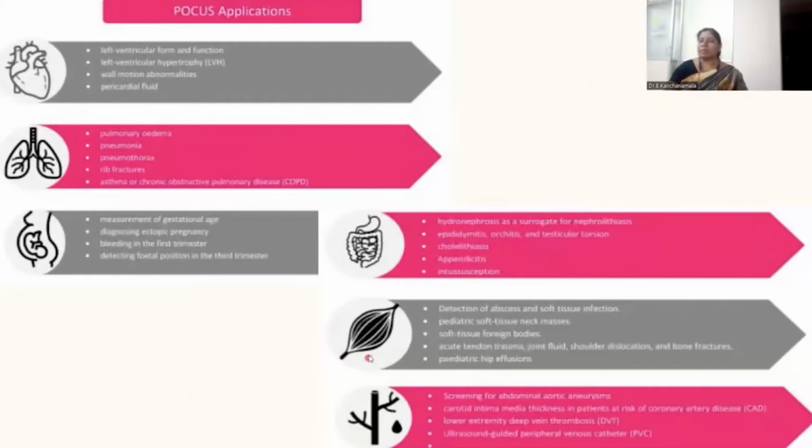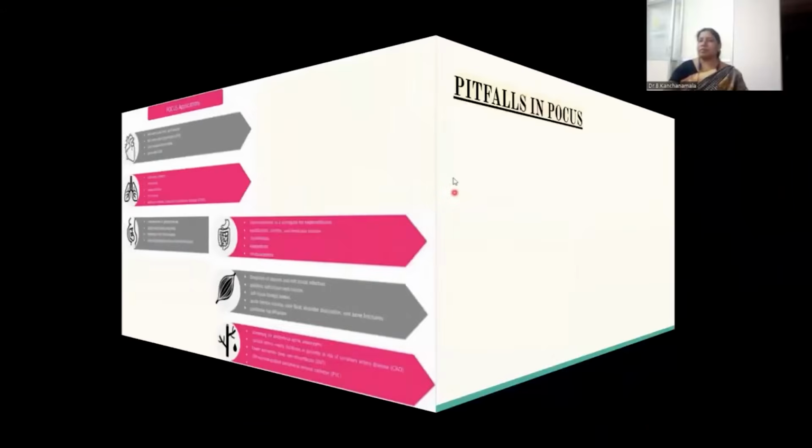With regard to MSK, soft tissue abscess, tissue infection, and foreign bodies can be detected, as well as tendon injuries, effusion, and shoulder dislocation. With vascular imaging, we can also screen for abdominal aortic aneurysms, and carotid intima-media thickening can be assessed. DVT can be diagnosed and screened, and peripheral vascular access can also be done.